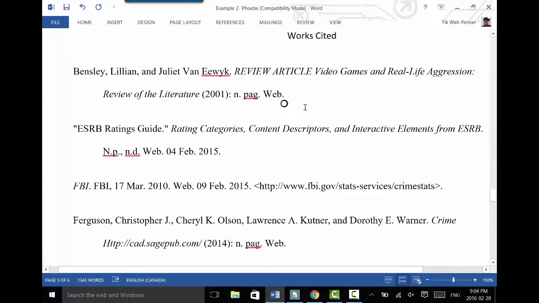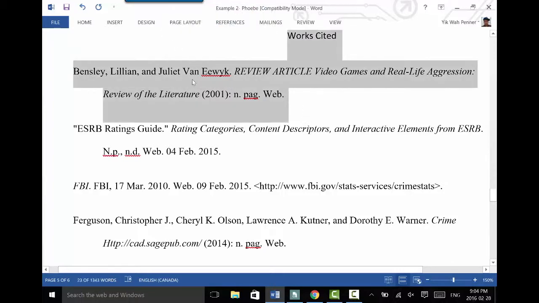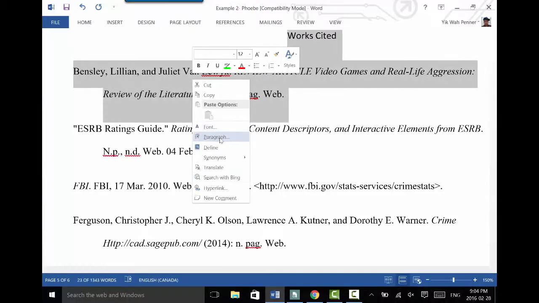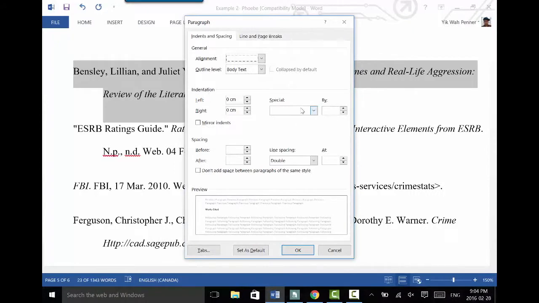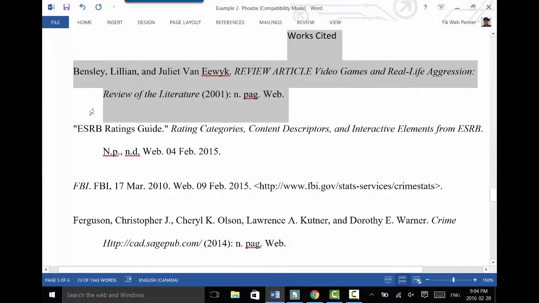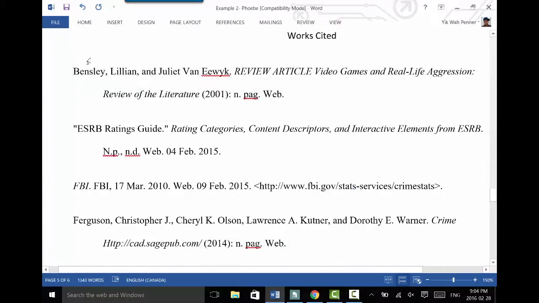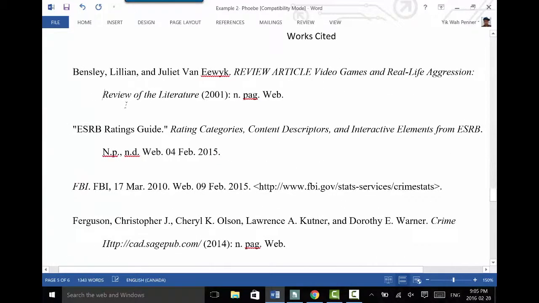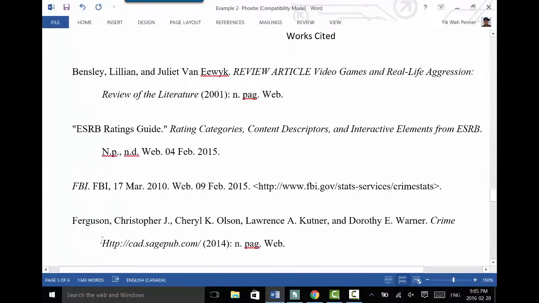I'll show you how to hanging indent now. So you select it, you right click, paragraph, special, and then hanging. Okay, so that's how you hanging indent. A hanging indent is where the first line is justified to the left, and then there's almost like a tab space over. That's called a hanging indent, and all of them, as you can see, follow that format.